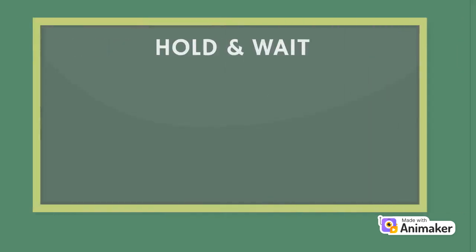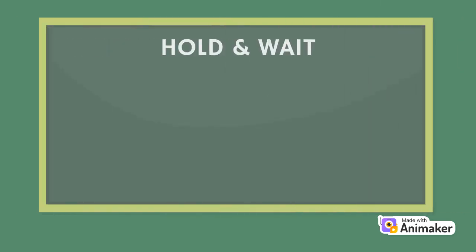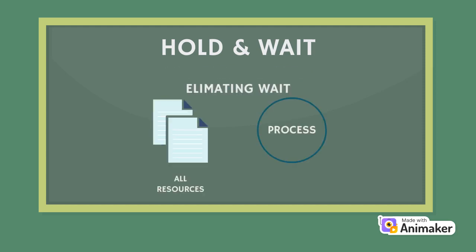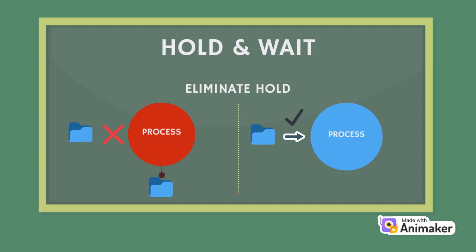The next condition we can eliminate is hold and wait. As previously discussed, in hold and wait one resource is being held by the processor while it's also waiting for the next resource to load. There are two ways to eliminate this condition: eliminate the wait and eliminate the hold. To eliminate the wait means that the process requests all the resources in advance and executes once all of them have been loaded. The second way, eliminating the hold, means that the process has to release all the resources it is holding onto before it can make a new request.